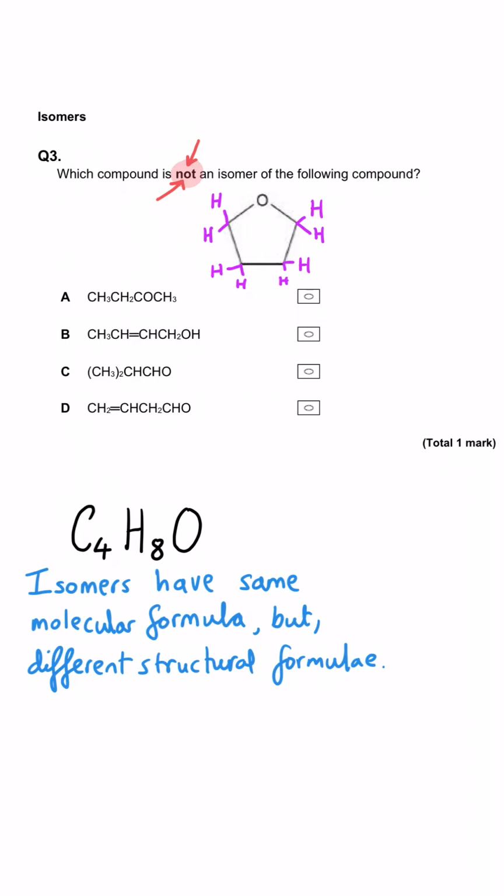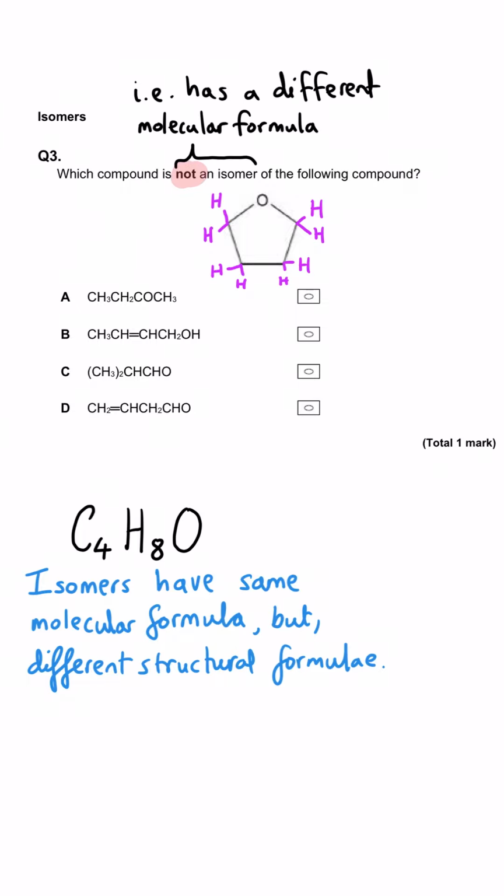Now all we need to do is look at our 4 options and find the one that is not an isomer of this compound. So in other words, has got a different molecular formula. When we count along, we've got 1, 2, 3, 4 carbon atoms, and we've got 8 hydrogen and 1 oxygen. This is not the answer. Same again for B, that is also C4H8O.